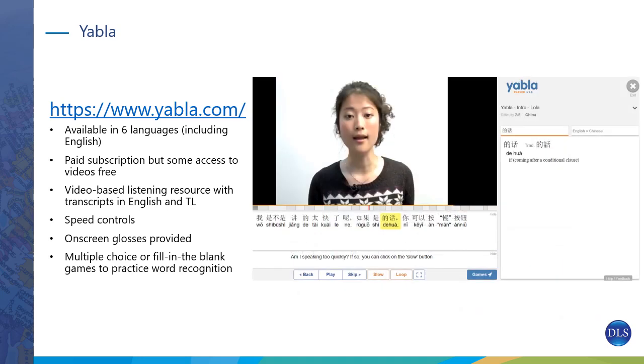One of the features that's nice on Yabla is that you can get on-screen translations of words in the video. So if the student's listening and they don't understand one of the words, they can bring up the transcript and look for that word in the transcript and click on it. And then when they do, there is a translation that appears on the left.